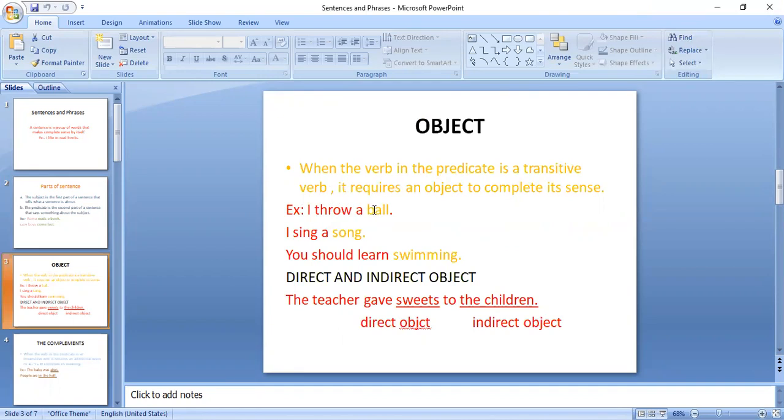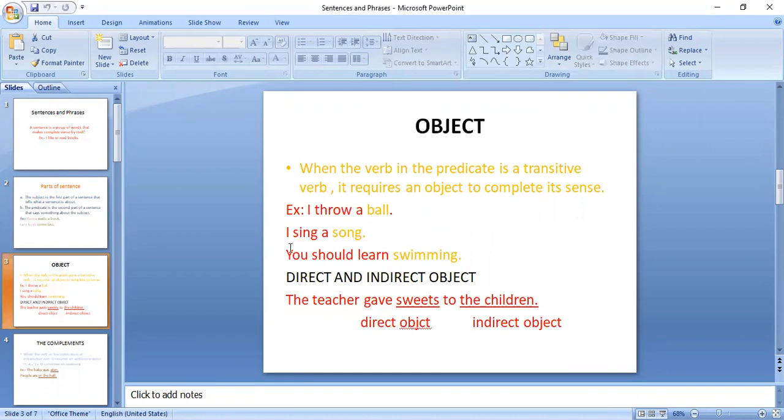For example, I throw a ball. Here you can ask, what is a transitive verb? Transitive verbs are those which have an object. Okay, here, I throw a ball. I have taken this example.